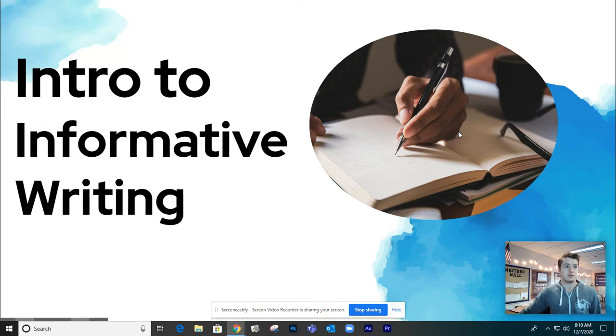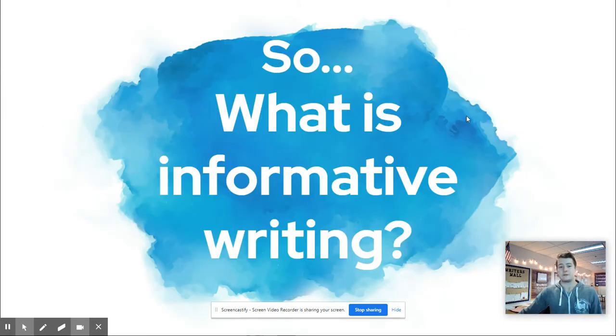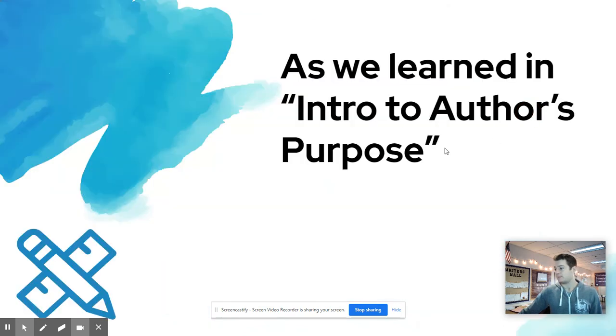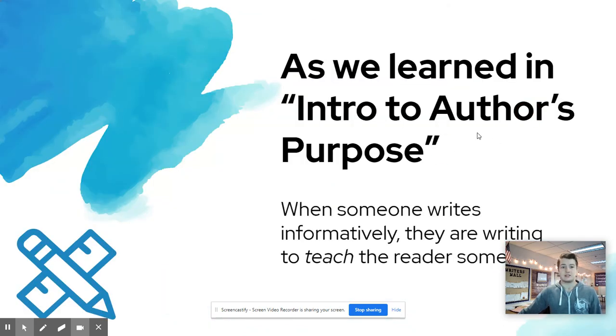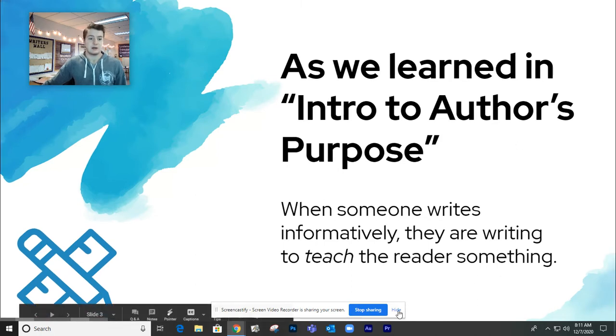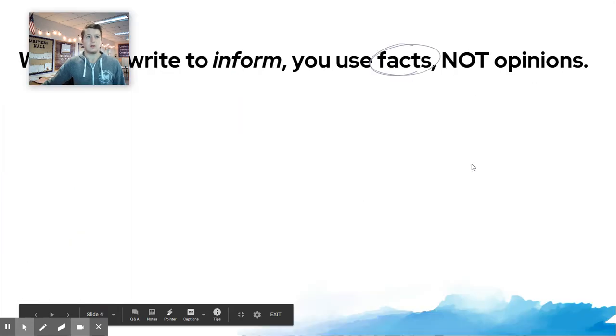So this is Intro to Informative Writing. So what is informative writing? You guys should all hopefully remember this from the last lesson, Intro to Author's Purpose. But in case we forgot, when someone writes informatively, they are writing to teach the reader something. So when you write informatively, you are trying to teach your reader something. That's what it means. So we're going to go over what it means a little bit more in depth.